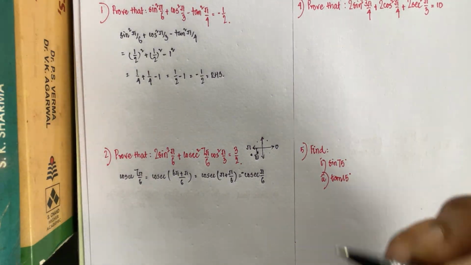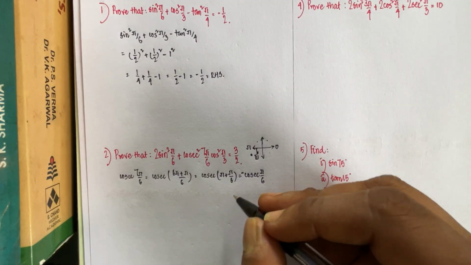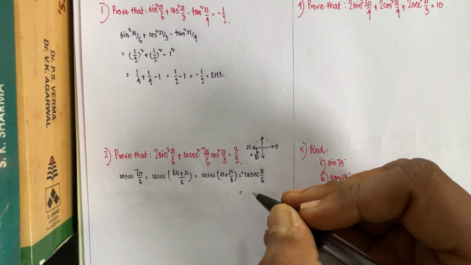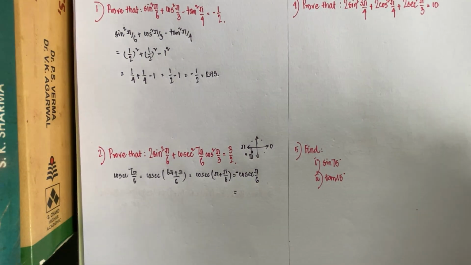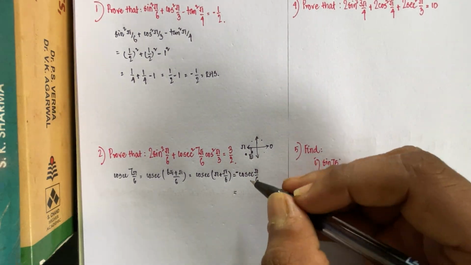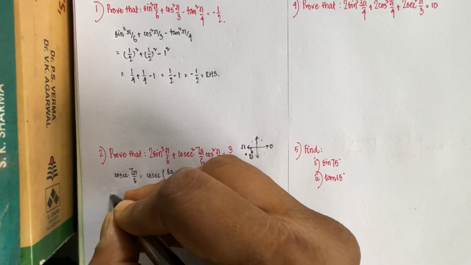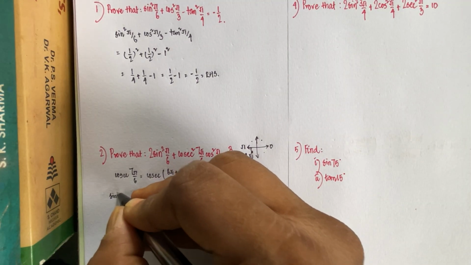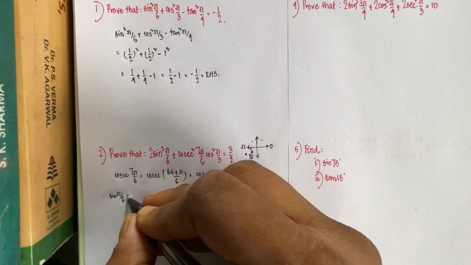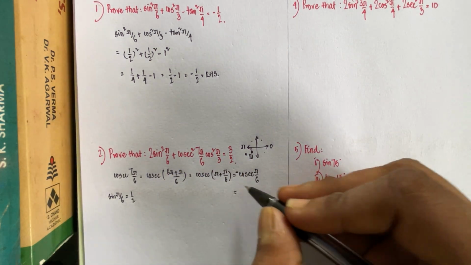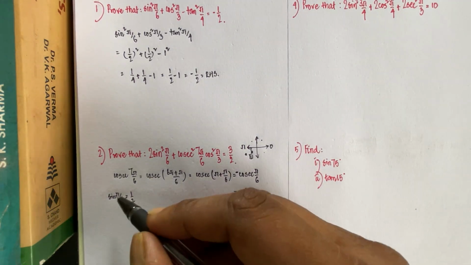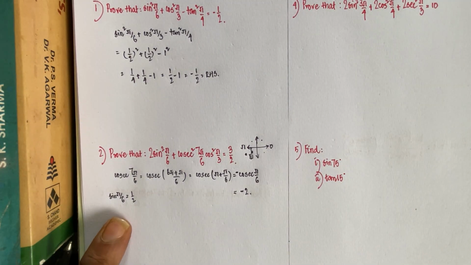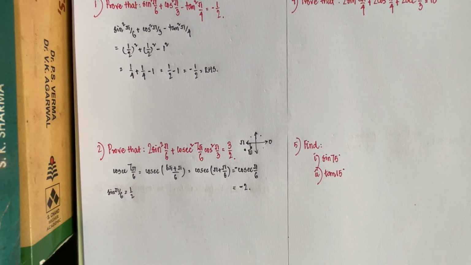And what is the value of this minus cosec pi by 6? Sine pi by 6 is half, right? So cosec pi by 6 will be 2, because cosec pi by 6 is the reciprocal of sine pi by 6, and since we have a negative sign, it will be minus 2.